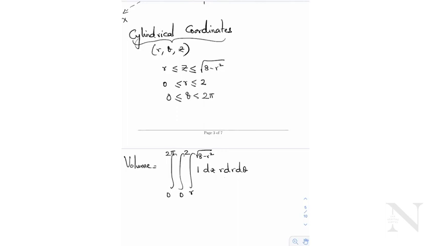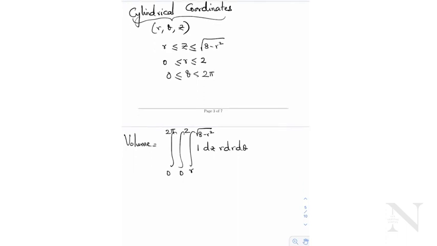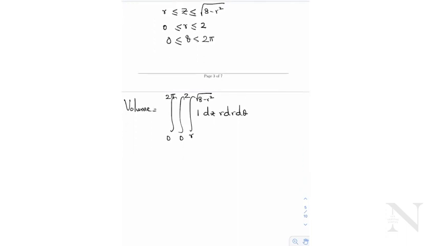Remember, I'm not separating anything at this point because my z depends on r. Let's do that carefully, and then we can do our magic. The z integral in this case is just the separation between the 2 surfaces. That's a height, r to square root of 8 minus r square, which is square root of 8 minus r square minus r.